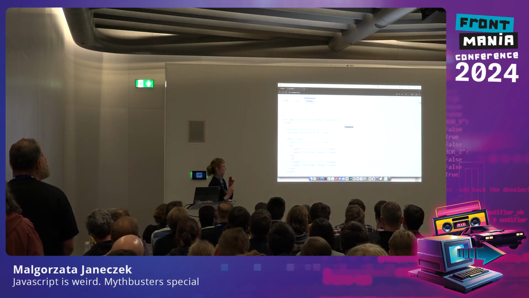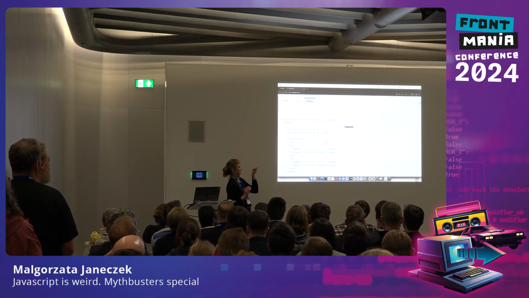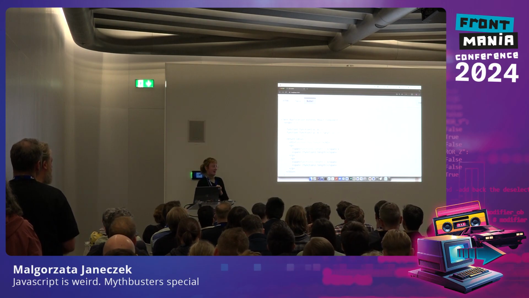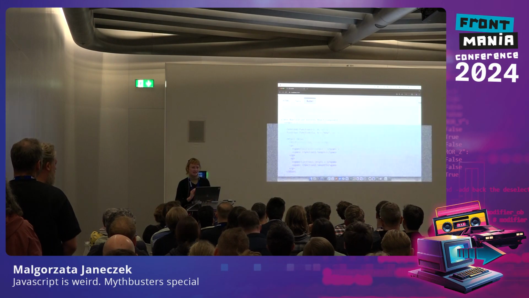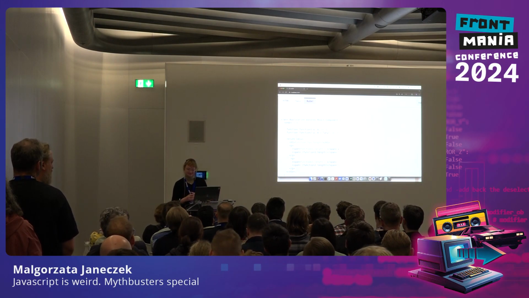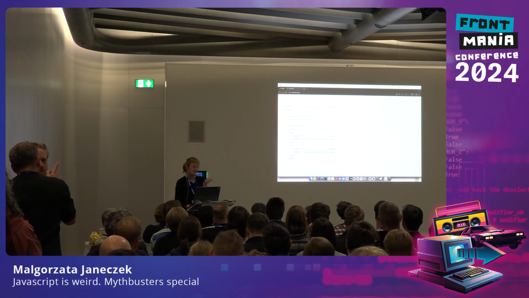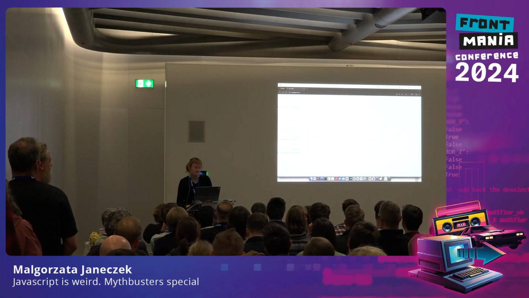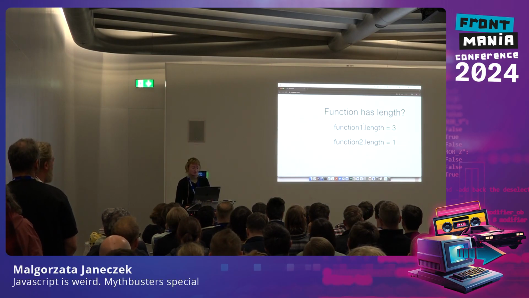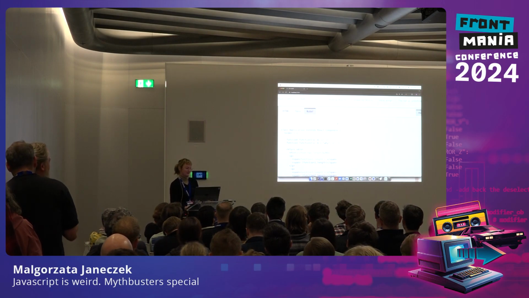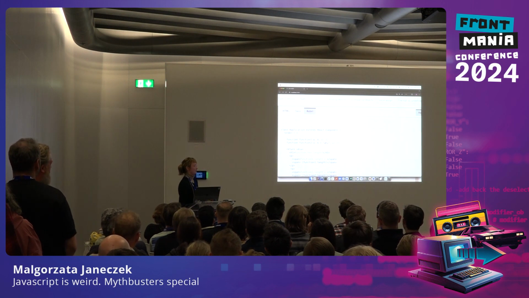Both have 3 parameters, A, B, C. The difference is that function number 2 has a default value over B. And functions in JavaScript have a length property. So we can check the length of the function. I was very confused when I saw that at first, but yeah, let's see what's the length of those 2 functions. Why not, right? So the function number 1 length is 3, while function number 2 has a length of 1.